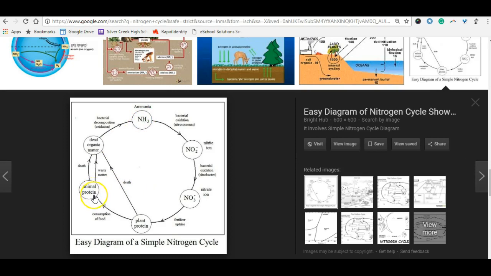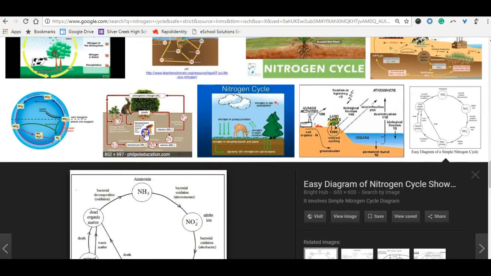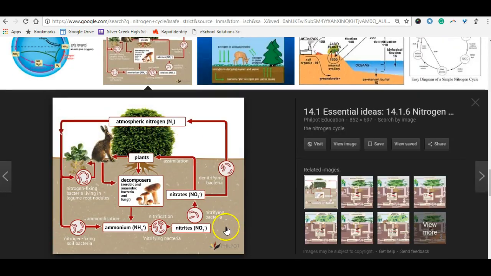What about the animals? Again, a couple of things can happen to the animals. Either the animal is going to die, or it's going to poop and create waste. Either way, dead organic matter. It's going to be broken down by decomposers, turned into ammonia, and the cycle starts all over again. This one's missing a couple of things, like denitrification. If you remember this one, there are bacteria that will send this all the way back to atmospheric nitrogen. This one is missing atmospheric nitrogen. So just be, like I said, any one of these that you look at, you should be okay.